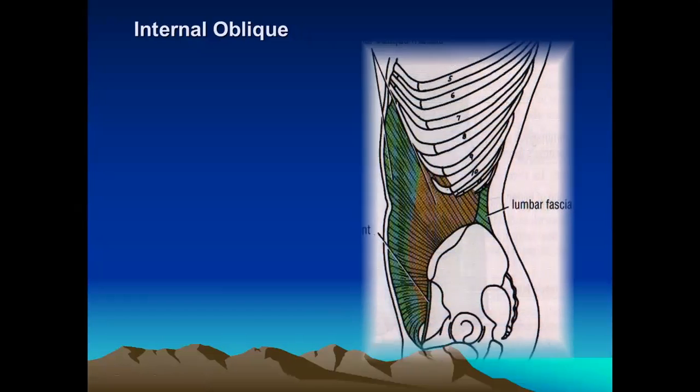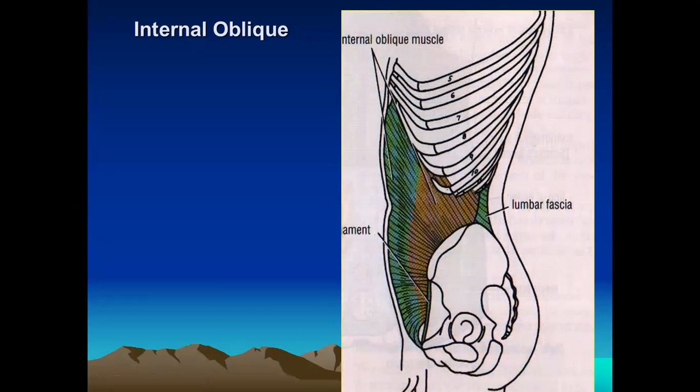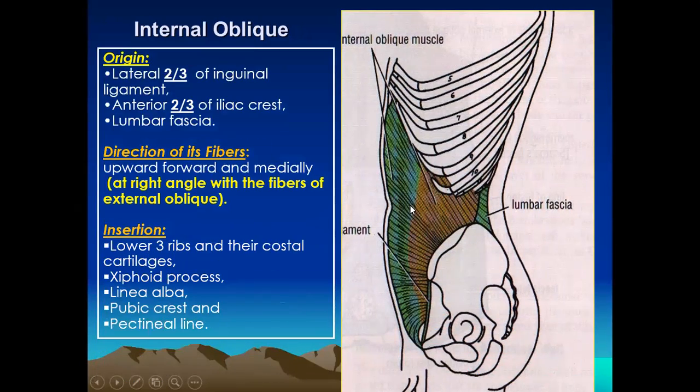Now coming to the next muscle, deep to the external oblique. If you remove the external oblique, then you can see the internal oblique. This is the internal oblique muscle. The origin of this is just opposite to that of the external oblique. It starts from the inguinal ligament as well as the anterior two-thirds of the iliac crest. So the external oblique was inserting into this part, and now the internal oblique is taking origin from here.